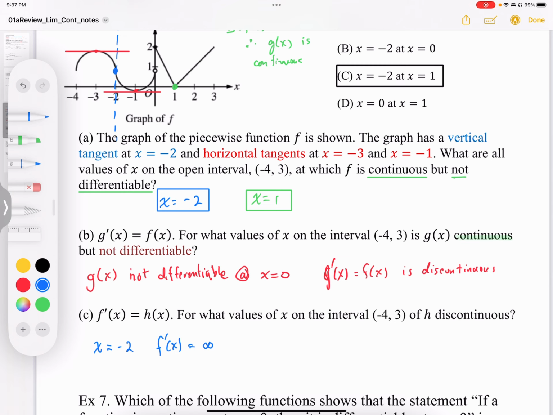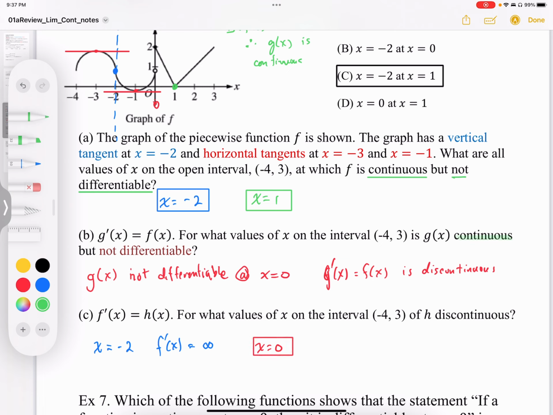The derivative doesn't exist at endpoints. So at x equals 0, and maybe I'll write this in, so we have a 0 coordinate here. At x equals 0, it's discontinuous. Okay, so the function is discontinuous, so the derivative is discontinuous. So that is another point of discontinuity on the derivative.